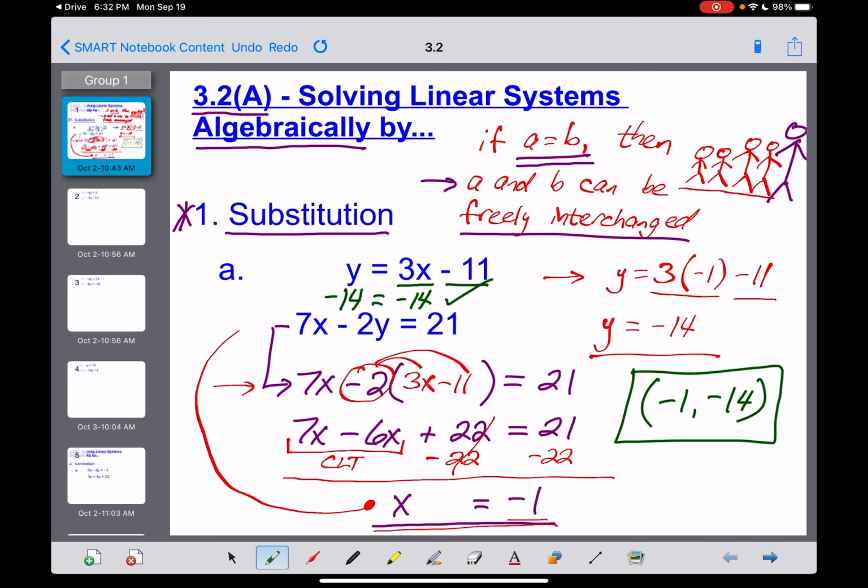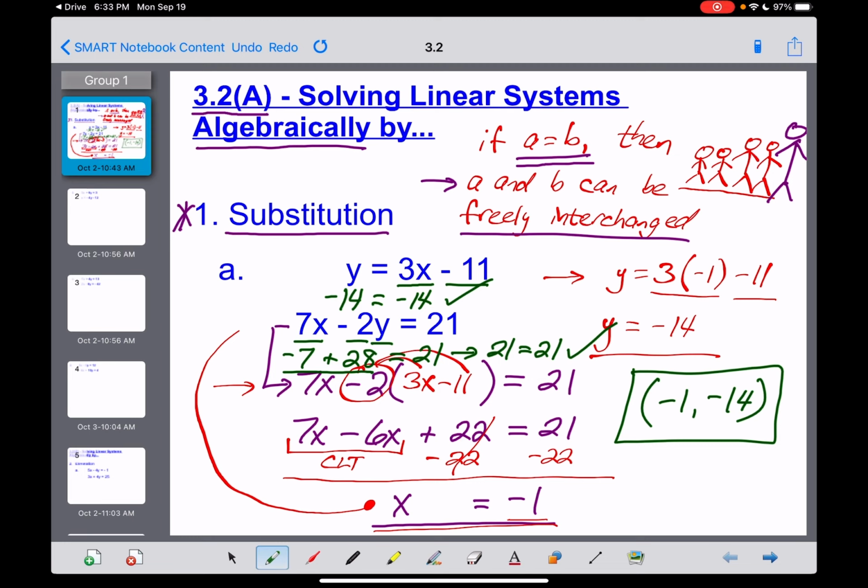Check. That one worked. The second one's going to be a little bit tougher because it's in standard form, but let's see what we can do. 7 times x. 7 times negative 1 is negative 7. Then we've got negative 2 times negative 14. That's a plus 28, and that should equal 21. Well, negative 7 plus 28, sure enough, is 21. Does 21 equal 21? Check. That one works as well.